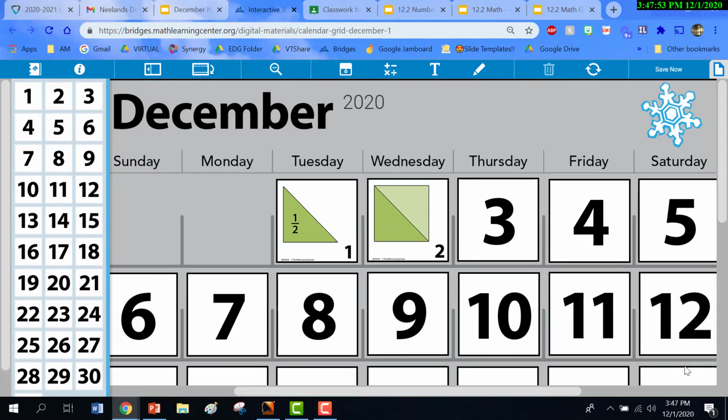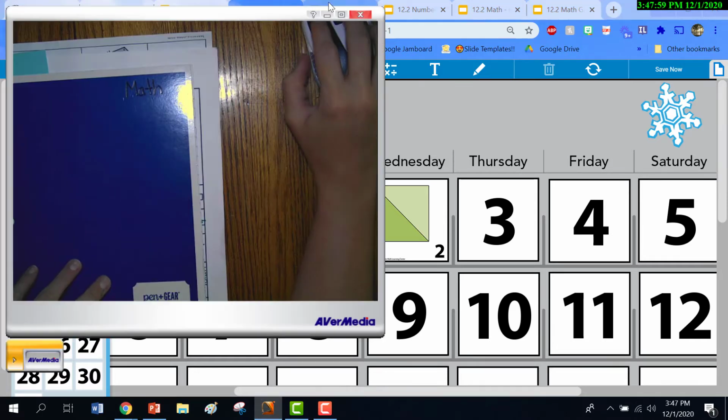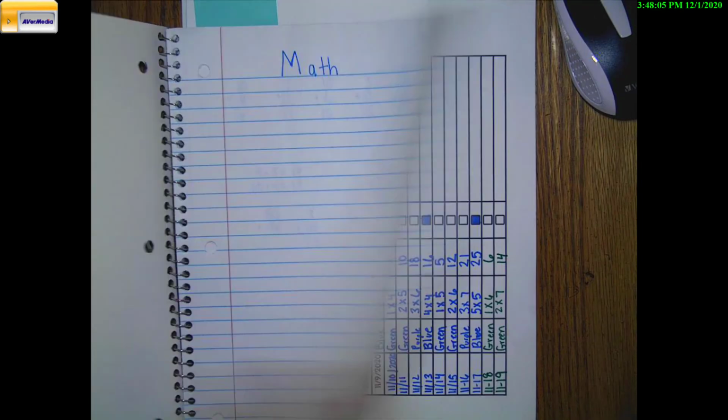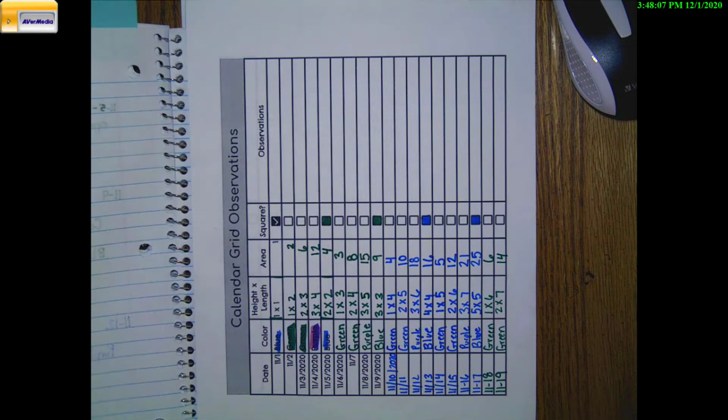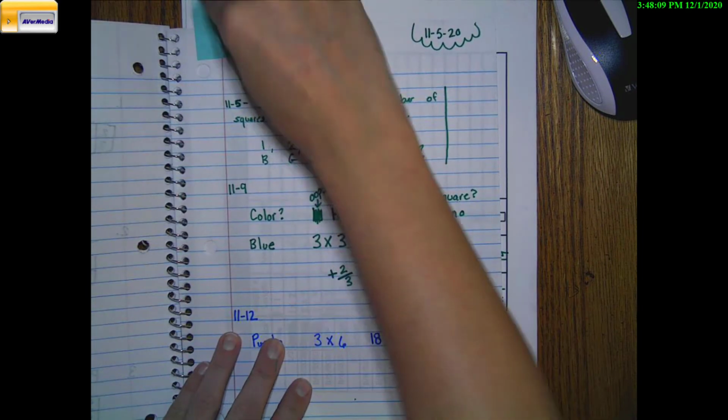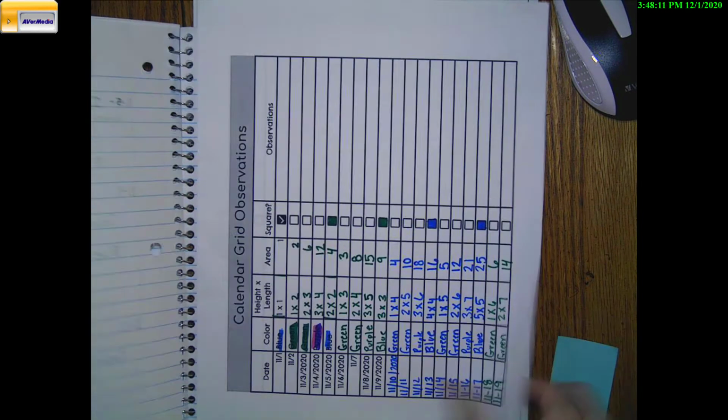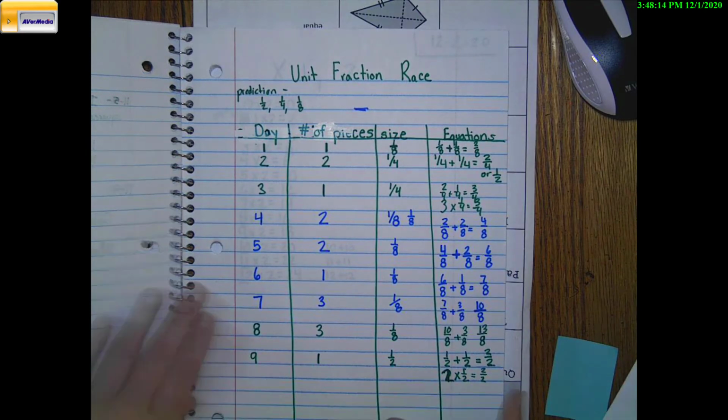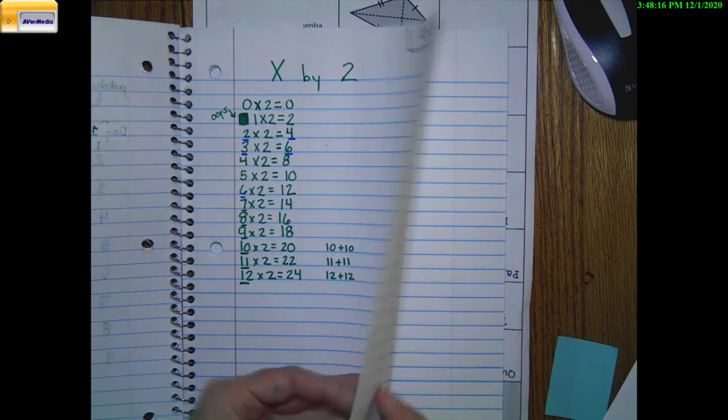Okay, so what we're going to do next is we're going to get out our math notebook and we're going to be turning to the next blank page. Just like last month where we went back and used this a lot for Number Corner, we're going to be doing the same thing. I really like the calendar grid observations. So I'm going to take my sticky note from last time and move it to my next blank page, which is right here.